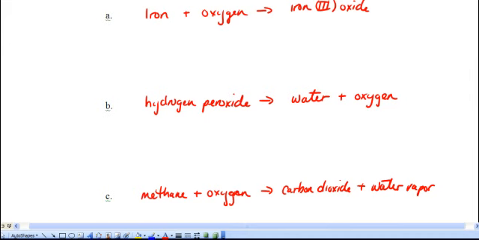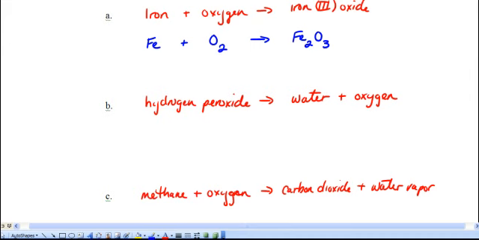Now, another way that you can write out equations is by using chemical equations, where instead of using the name, you actually use the formula. Instead of saying iron plus oxygen, you might say Fe plus O2 produces Fe2O3, and that would be saying the same thing, but now you're using symbols. And that's actually a more common way of doing it.